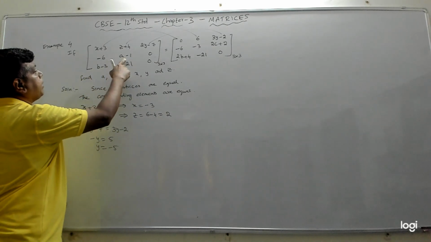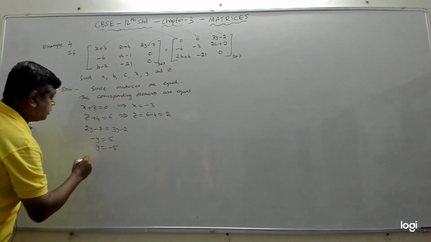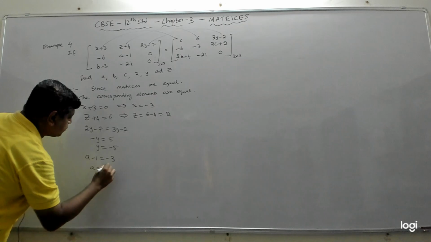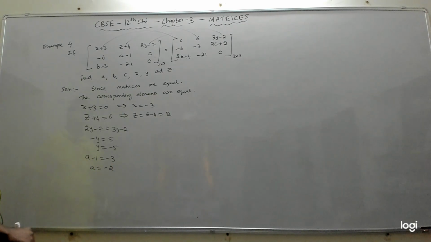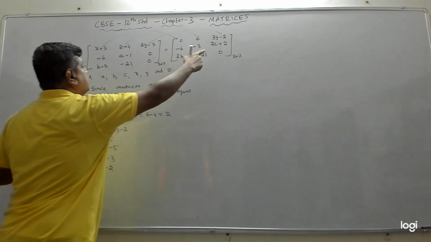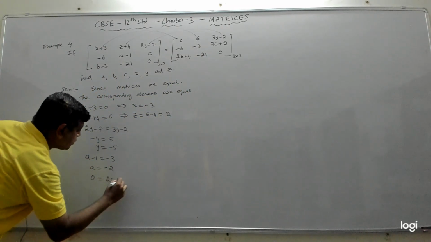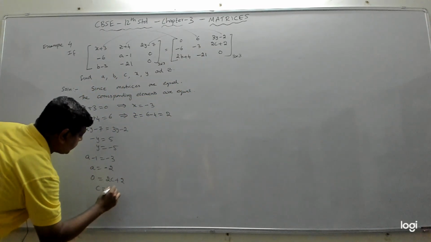Then a minus 1 is equal to minus 3, which means a equal to minus 2. So a is minus 2. Then 2c plus 2 equal to 0. So 0 equal to 2c plus 2, which means c is equal to minus 1.